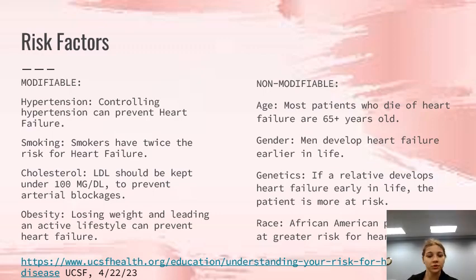And there are also, unfortunately, non-modifiable risk factors that just can't be changed and make heart failure more likely. So that would be advanced age, 65 plus. Being male makes it more likely to develop heart failure earlier in life. Genetics and a family history play a large role. And your race can put you at higher risk. African American people are at greater risk for heart failure. So all of these risks should be discussed with the patient's primary care practitioner if symptoms begin to arise.